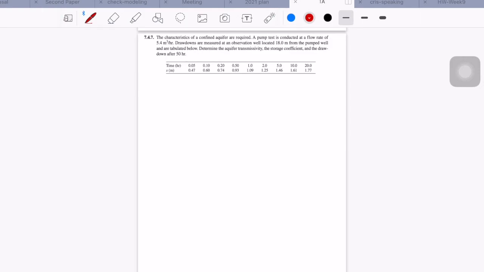For this problem, the characteristics of a confined aquifer are required. A pump test is conducted at a flow rate of 5.4 cubic meter per hour. Drawdowns are measured at an observation well located 80 meters from the pumped well and tabulated below. We need to determine the aquifer transmissivity, the storage coefficient, and the drawdown after 50 hours.